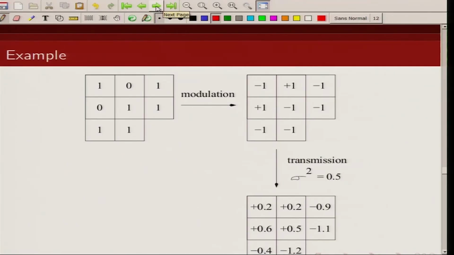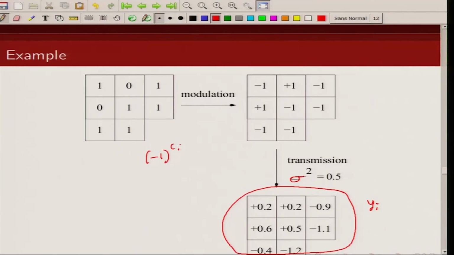So, these are the 8 bits which were transmitted. Now, after modulation, because we were mapping them as (-1)^Ci, 1 is getting mapped to -1 and 0 is getting mapped to +1. So, these are the modulated bits, and the noise variance was 0.5. What we get are these received values. So, these are my Yi's.